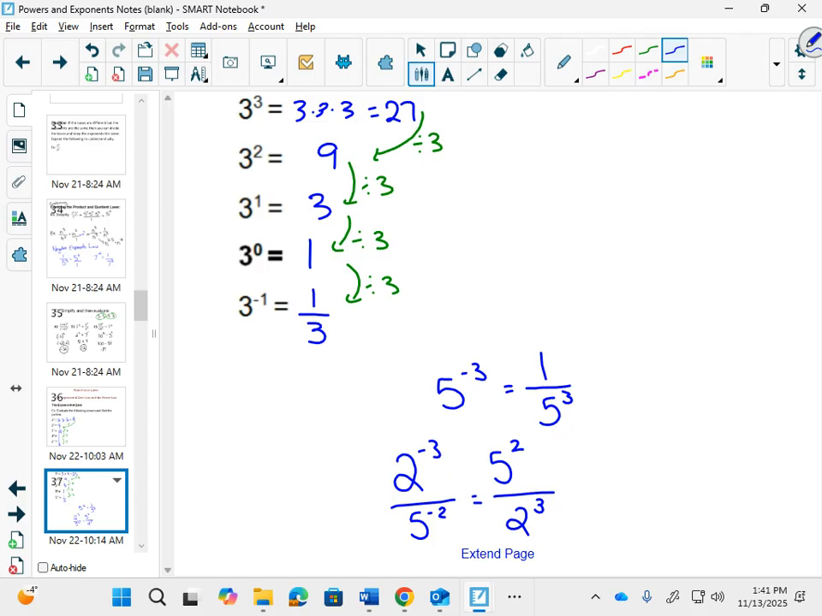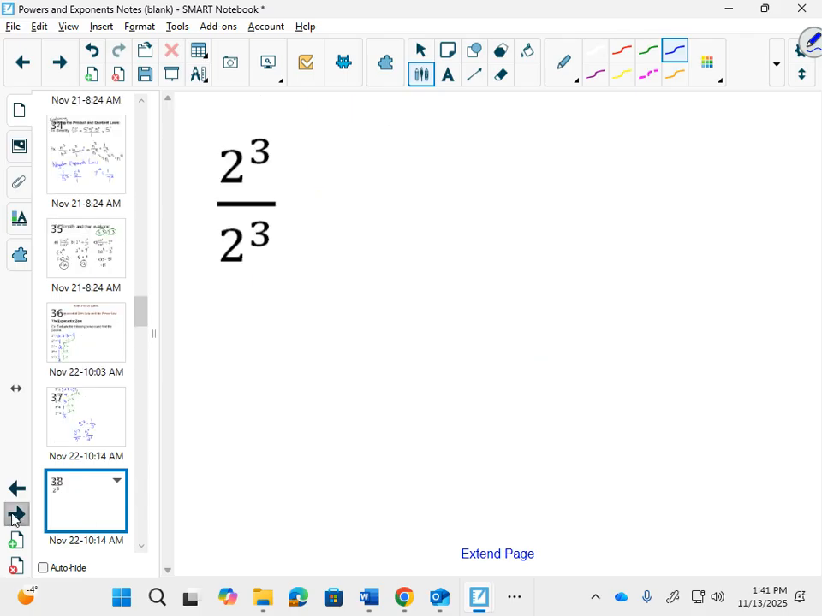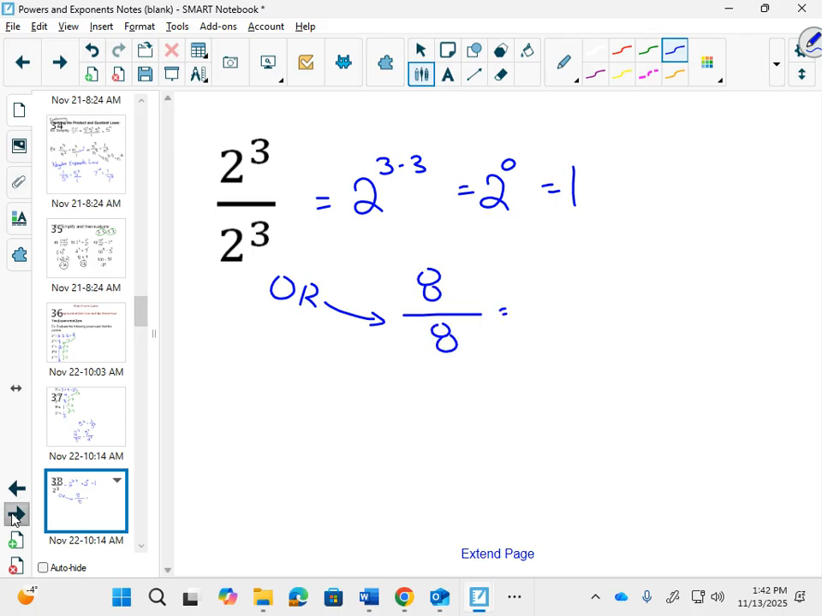And part of the reason the zero exponent rule works is with this question. The shortcut says if you divide and the bases are the same, you should subtract. And if I subtract, what do I get if I get 3 minus 3? I get 0, and anything to the 0 is equal to 1. Or, I could have figured this out as a number. What's 2 cubed? 8. What's 8 divided by 8? 1.